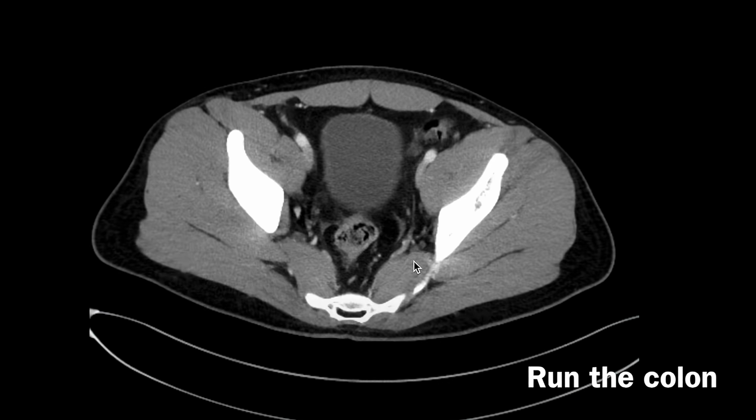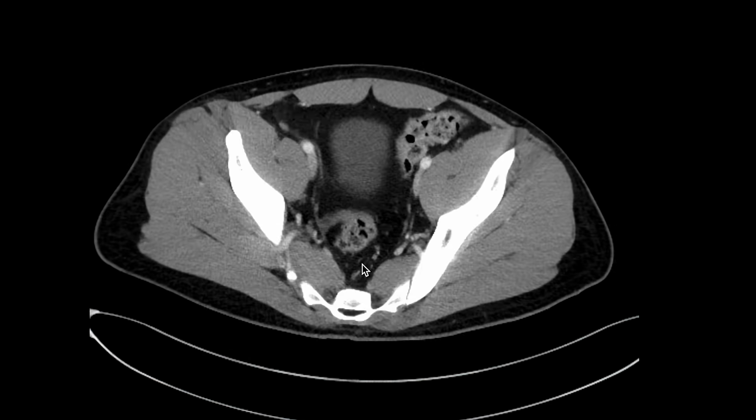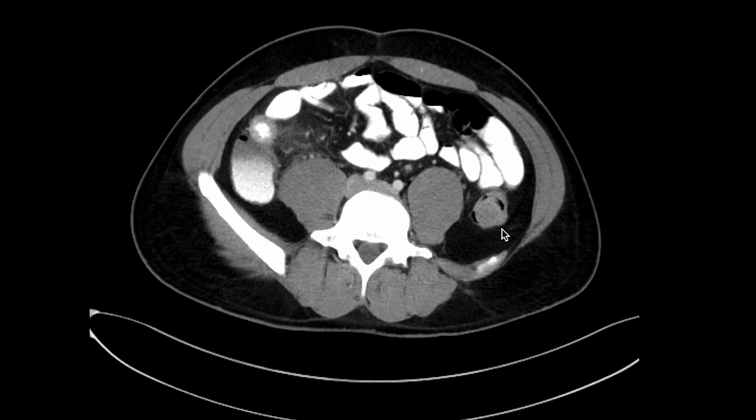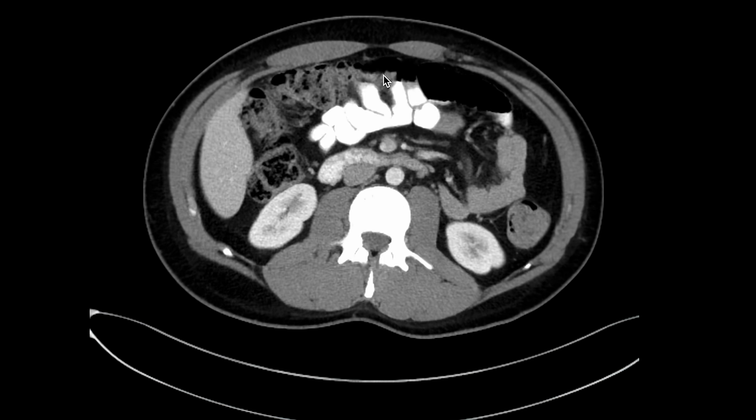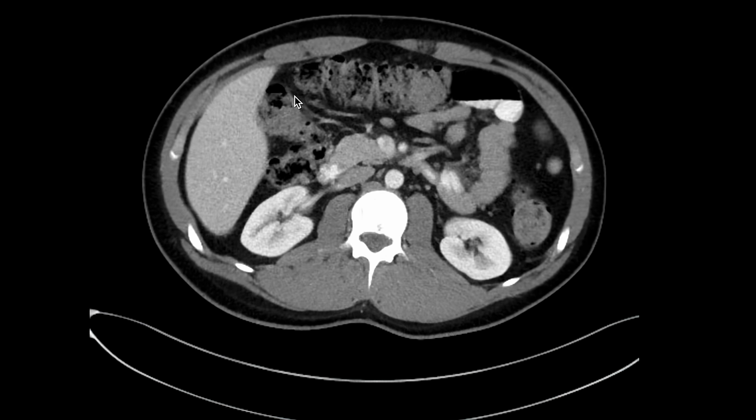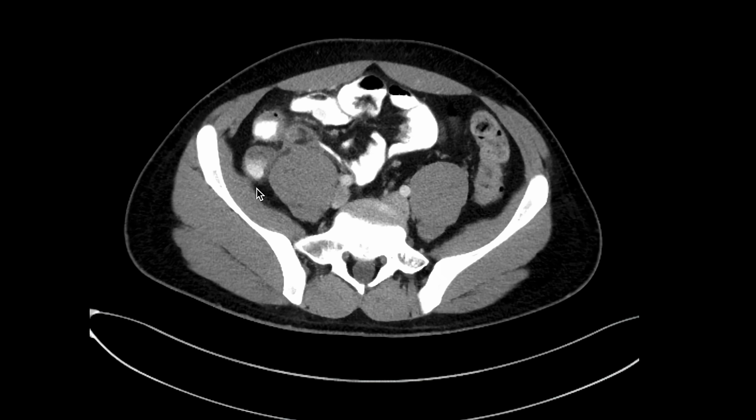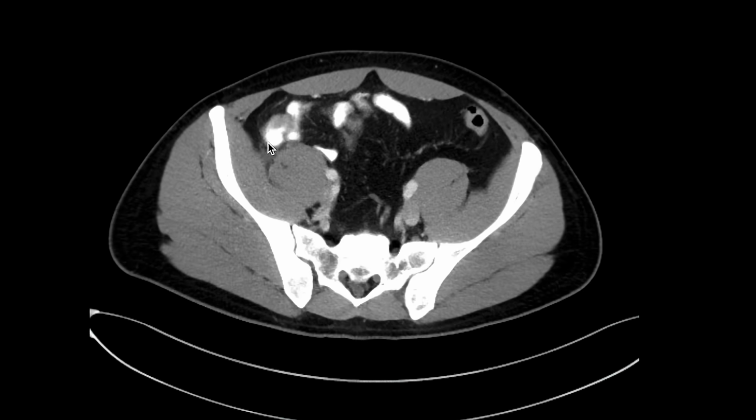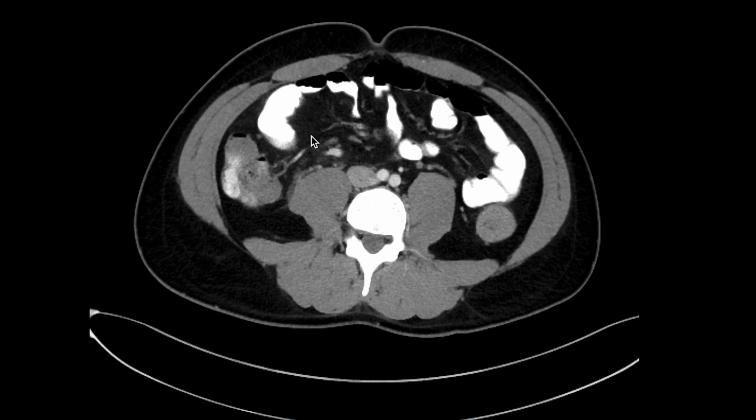And then I follow the colon. So you always want to run the colon, and I start from the anus to the rectum to the sigmoid here to the descending colon to the splenic flexure and transverse colon, hepatic flexure, and I'm following it backwards down the ascending colon all the way to the cecal base here. Once I've got to the cecal base, I look at the terminal ileum, which is here. And you can see that there's some thickening of the terminal ileum, likely reactive to this patient's appendicitis.